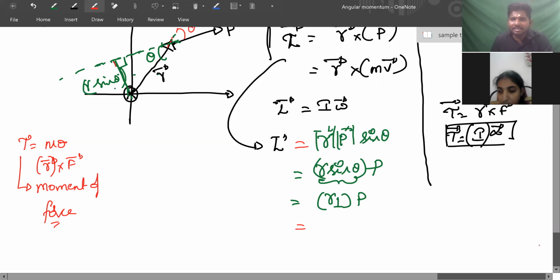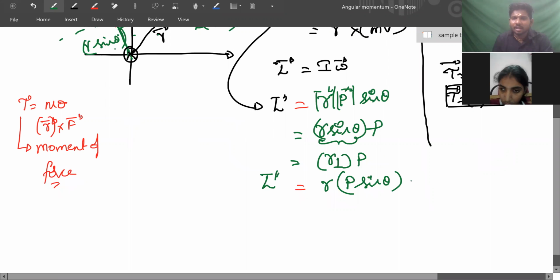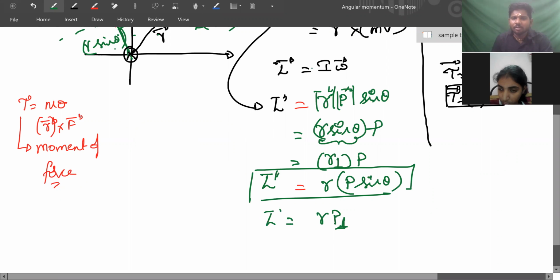Similarly, another way is to find the p component which is perpendicular to this one and the one which is parallel to this one. Due to the parallel component, there will not be any angular momentum. Only the perpendicular component will give you angular momentum. This can also be written as r into p. Now, if this is p cos theta, this will be p sin theta, right? r into p sin theta we can also write for a given particle. That is, L vector is equal to r into p perpendicular. Anyway, we can find the magnitude.